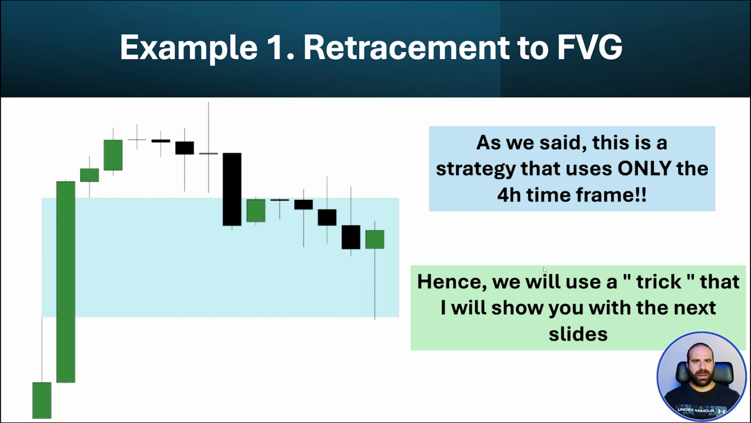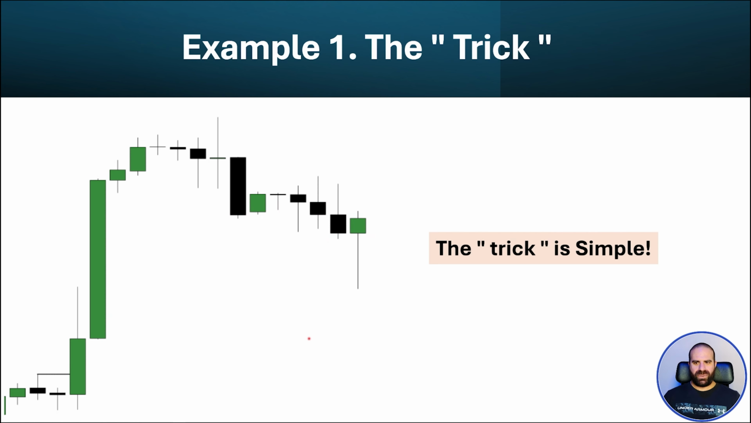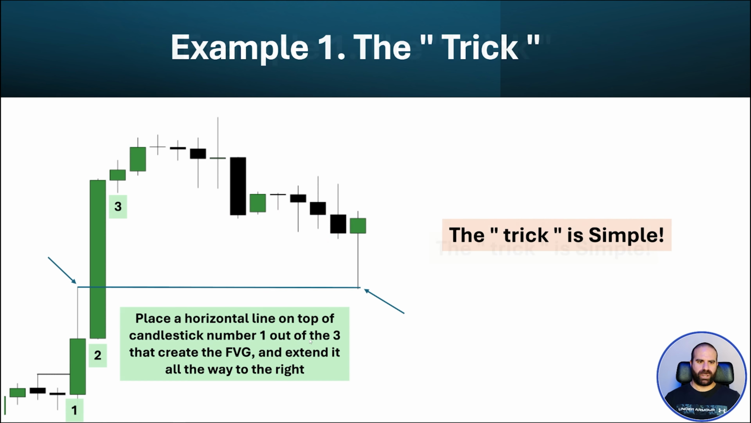So the trick, let's move forward, is very, very simple, guys. What we are doing, as I said, this is candlestick number 1, this is candlestick number 2, and this is number 3 right here. Those are the 3 candlesticks that created our fair value gap, which is huge.